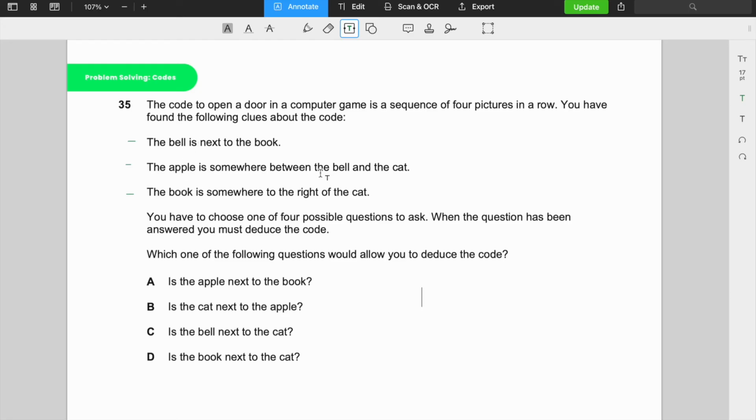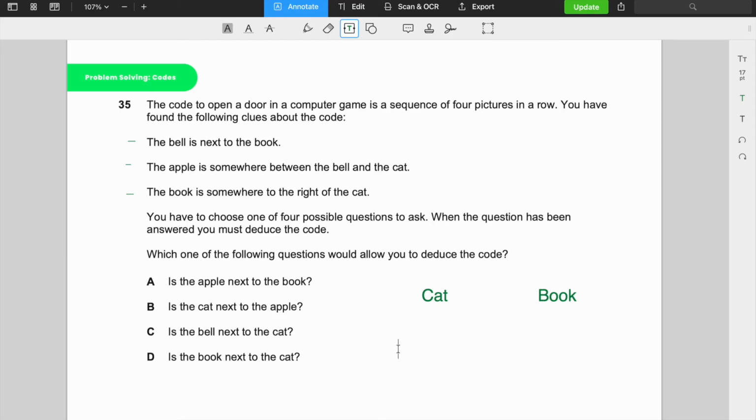The apple is somewhere between the bell and the cat. Again, that's kind of vague. This one is useful to start with. So let's start with rule number 3, because we know how the book is positioned relative to the cat. So cat is here, book is somewhere to the right, okay? Somewhere to the right of the cat. And then we know the bell is next to the book. So the bell could either be here or here, right? It's next to the book. We don't know where it is.